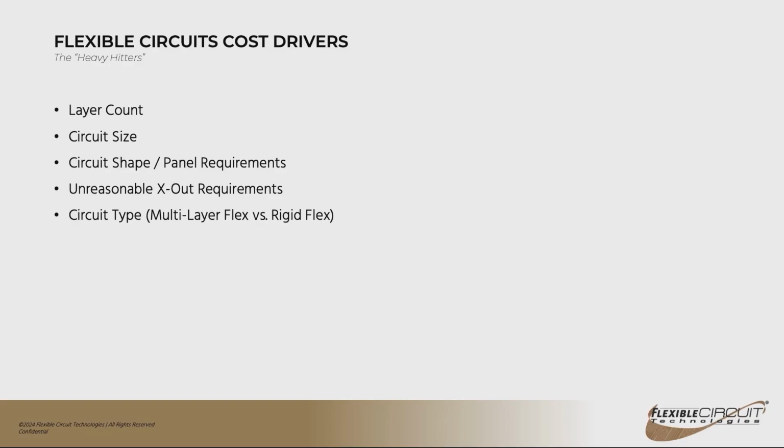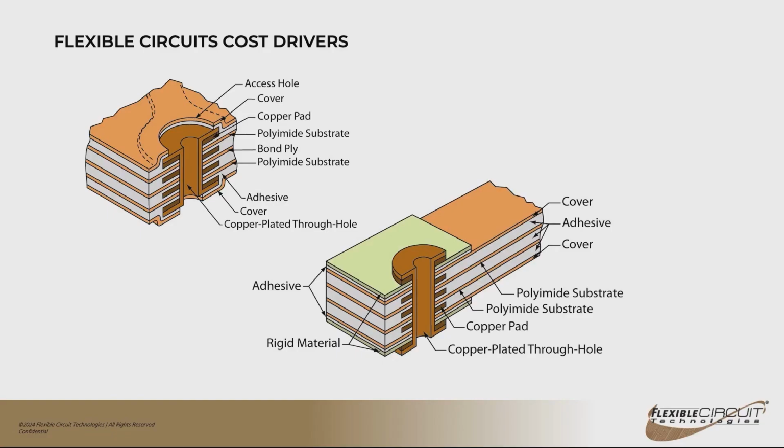Circuit type can also have an impact on the cost. I'm talking about a multi-layer flex versus a rigid flex. Here you can see the difference between the two. The upper left is your multi-layer flex, where it's pure flex material. The lower right one is a rigid flex, where you actually have rigid material laminated top and bottom, and you have electrical connection going all the way through it. Those top and bottom FR4 or polyimide layers are not just stiffeners. They're not just mechanical stiffeners. There actually is electrical active circuitry on them.